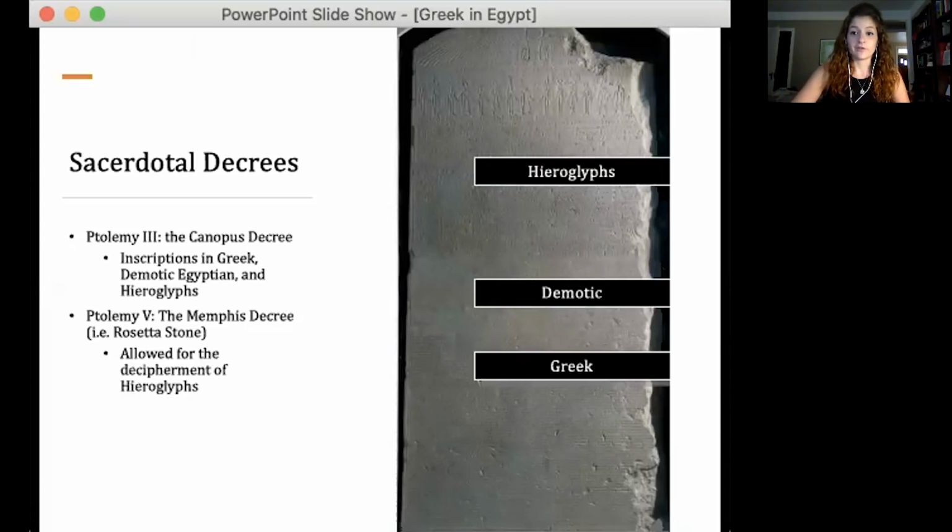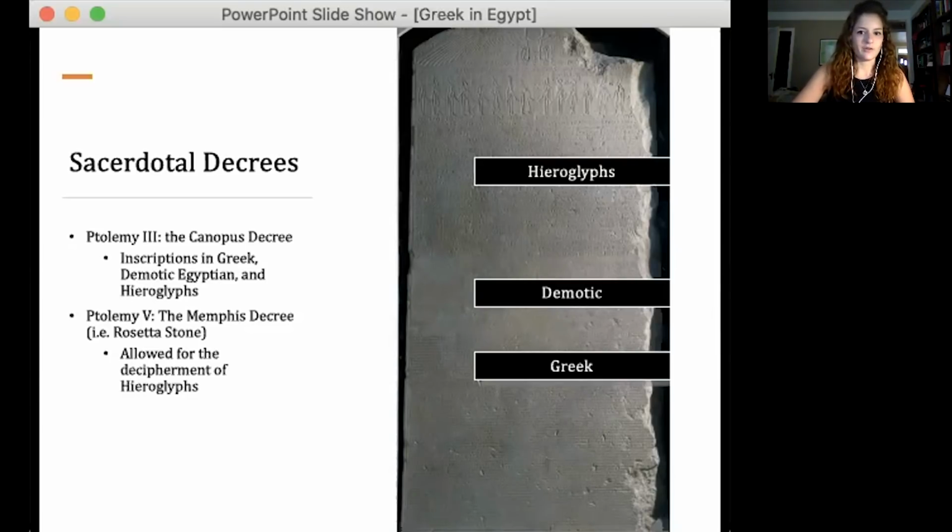Ptolemy III was the first ruler to start a tradition of contracts orchestrated with the Egyptian priests, published throughout the country as bilingual inscriptions written in 3 scripts: Demotic, Greek, and hieroglyphs. His stone stele is the Canopus decree of 238 BC. Other well-known examples include the Memphis decree, i.e. the Rosetta Stone, erected by Ptolemy V, his grandson, in 196 BC. It's the Rosetta Stone which allowed Egyptian hieroglyphs to be deciphered.